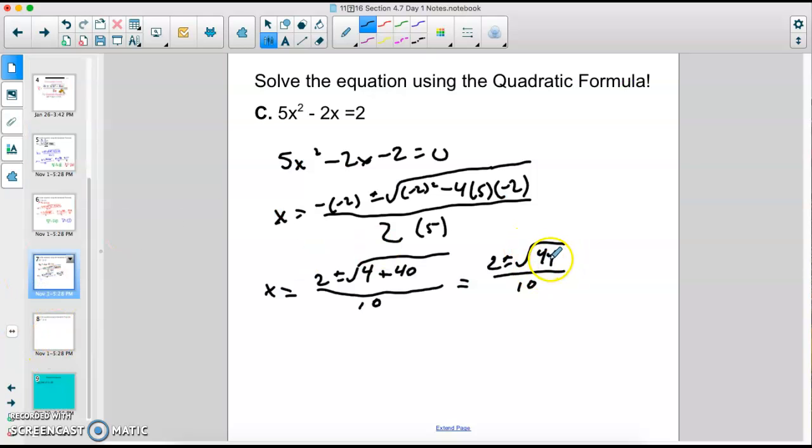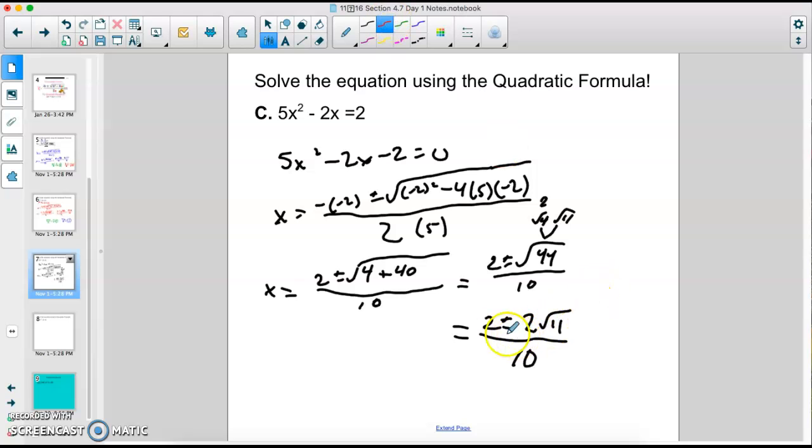Now, this is why we warmed up with these types of problems, because the square root of 44 is not nice, but I can split it up, can't I? I can split this into square root of 4, because that's a nice perfect square, and then square root of 11, which is not so perfect. Okay, and so I know that the square root of 4 is 2. So instead of writing square root of 44, I'm going to write 2 times the square root of 11 over 10.